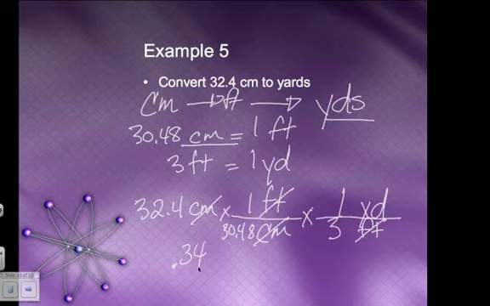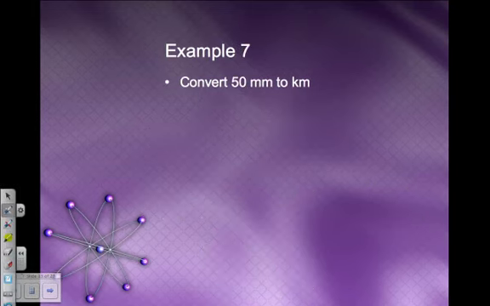So here I get 0.343075 yards in my calculator. My measurement started with 4 significant figures, so I want my answer to have 4. So it's going to be 343. The 0 is the 4th significant figure, so I'm going to round that to 1 yards. All right, so let's do another example.